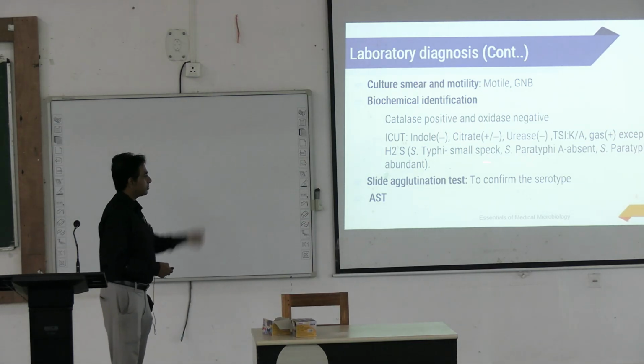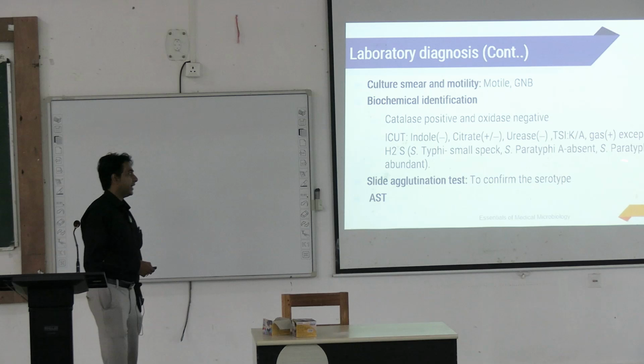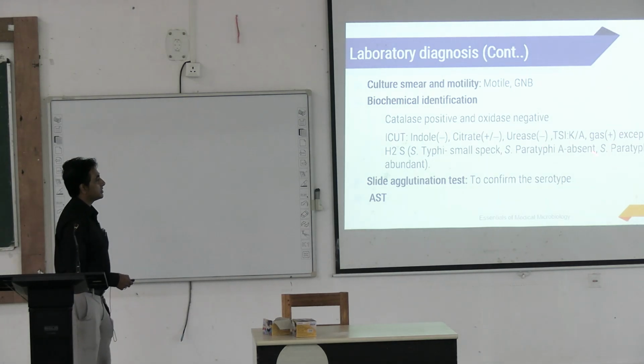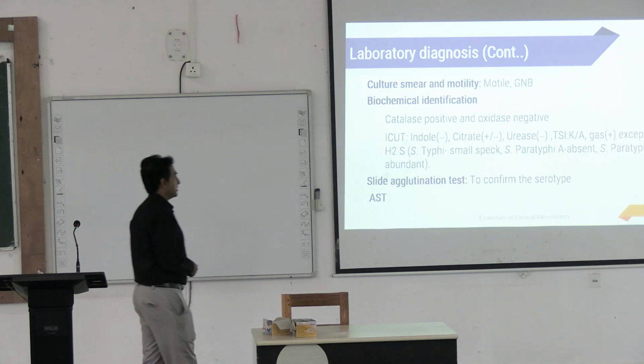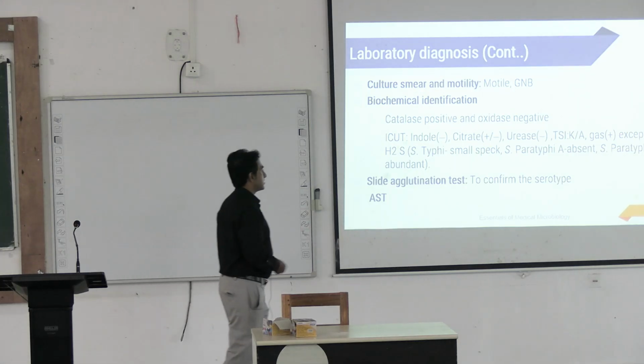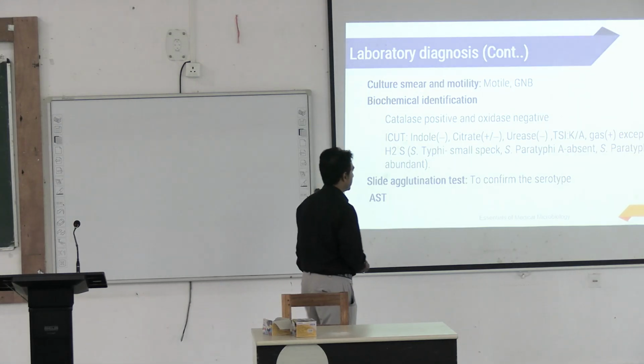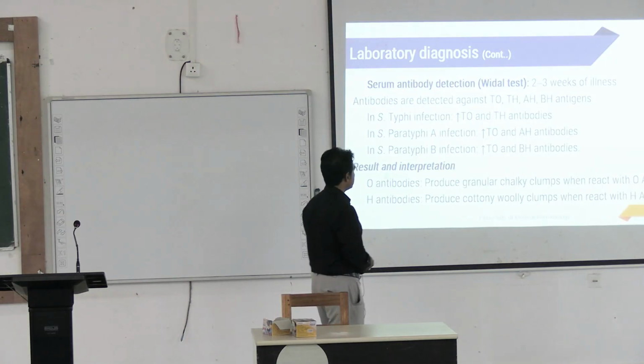In Typhi, there will be small specks of H2S. In Paratyphi A, this will be absent, and in Paratyphi B, this will be abundant hydrogen sulfide. Slide agglutination test is done to confirm the serotype, and then antibiotic sensitivity test is done.